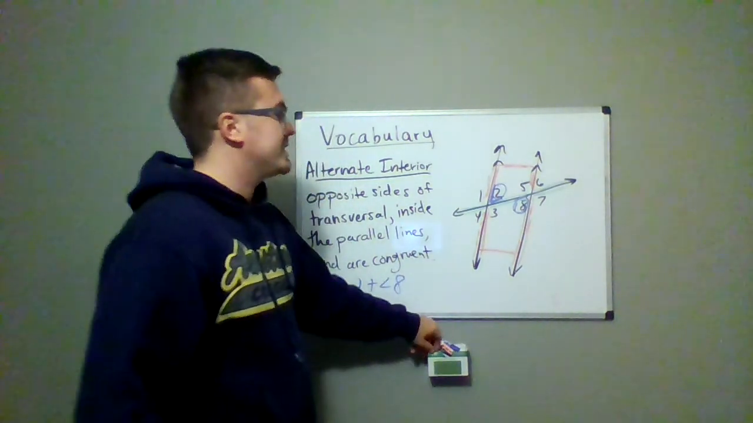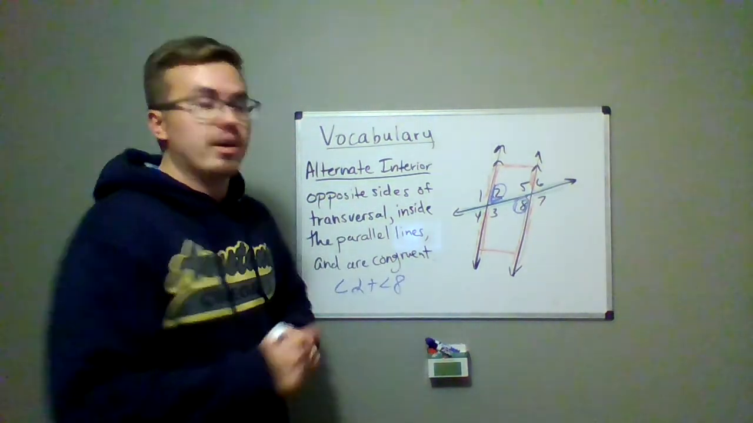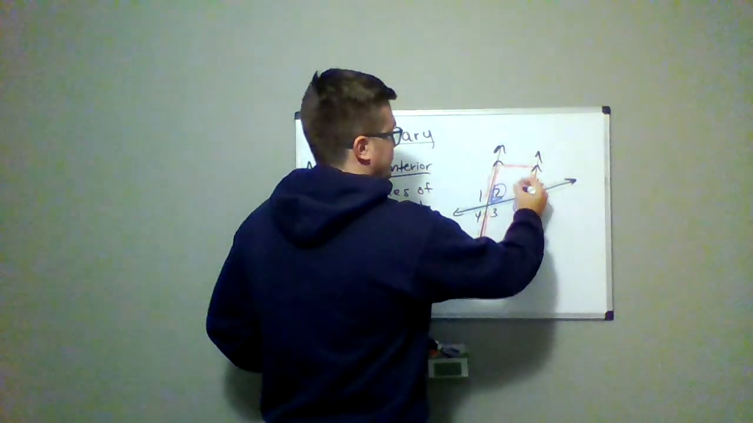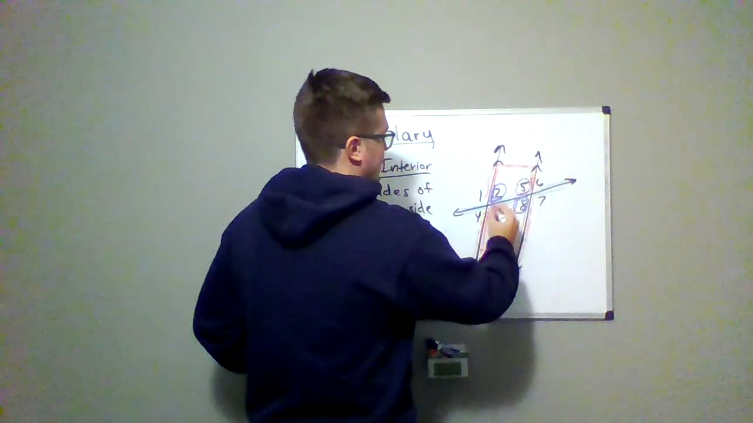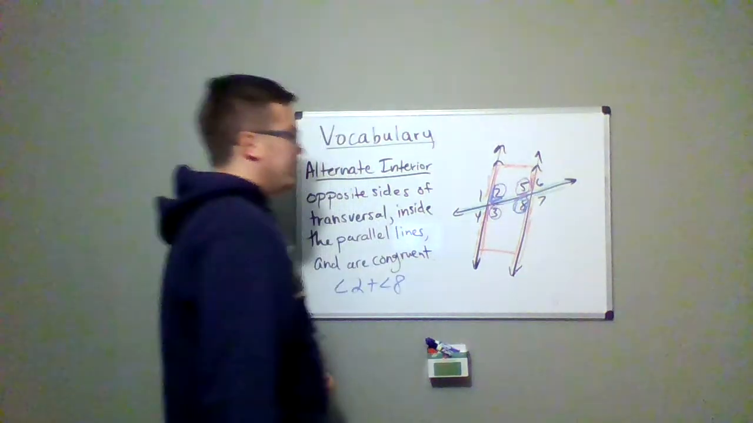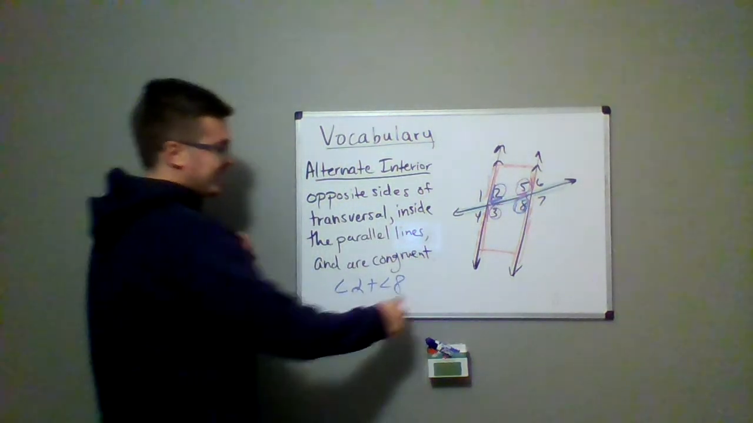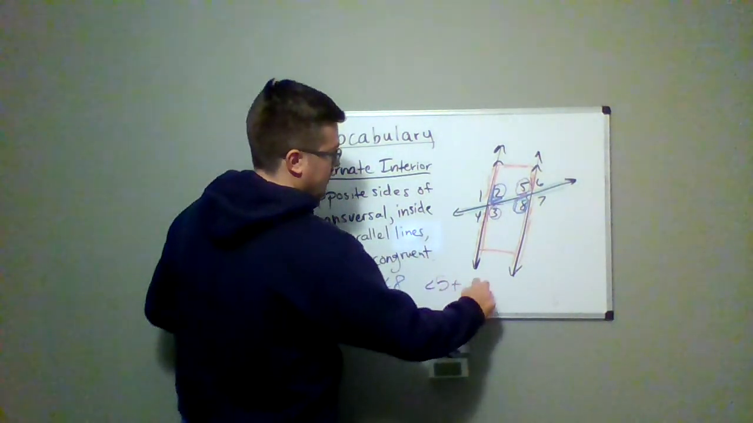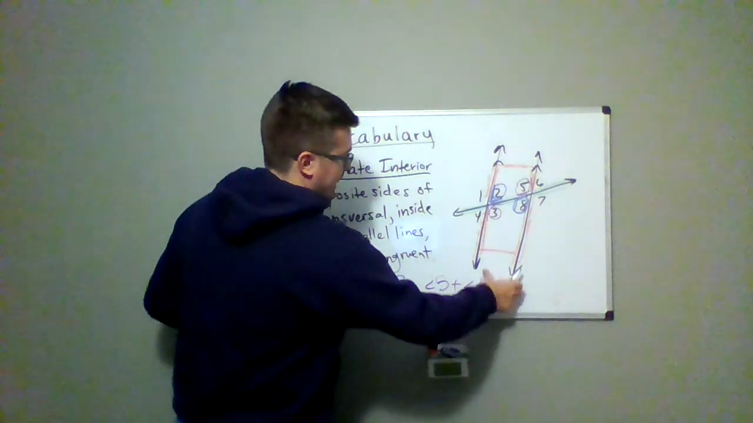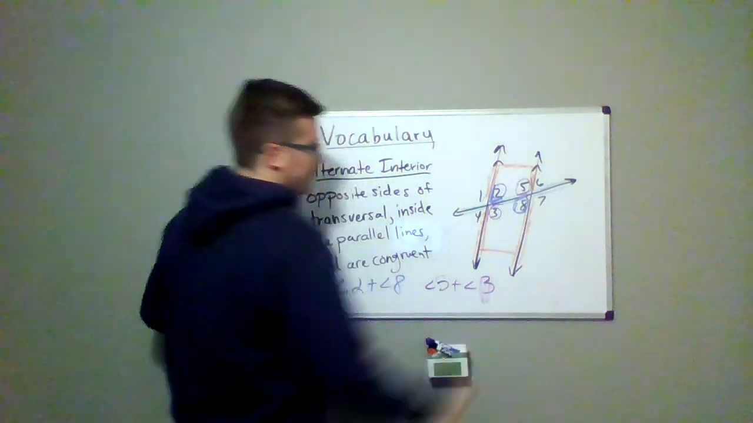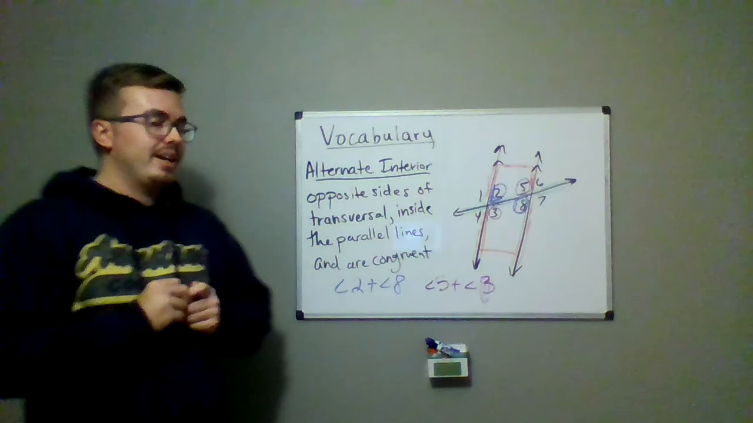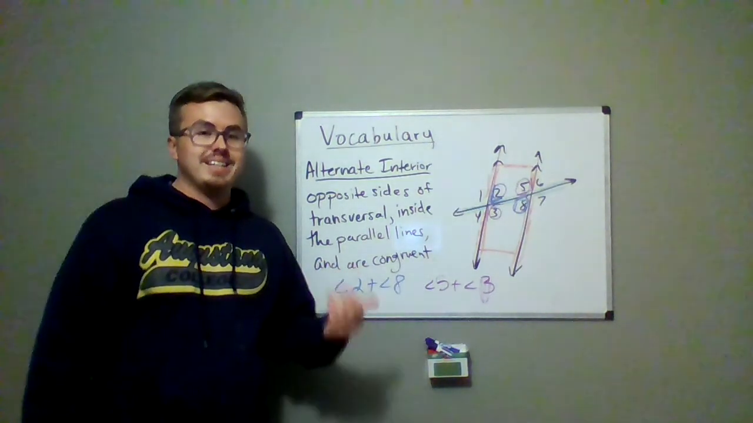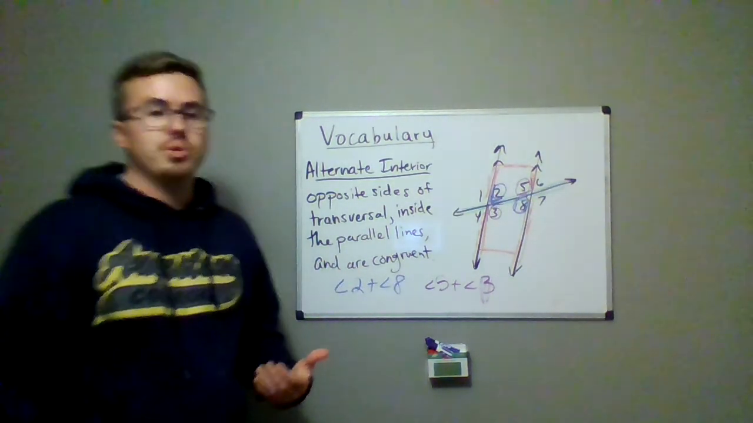Which also tells us that my only other pair of alternate interior is if I look at angle 5 and angle 3, those are alternate interior. Angle 5 and angle, not 8, angle 3. Angle 5 and angle 3. So that's alternate interior. I bet you can guess what I'm doing next.